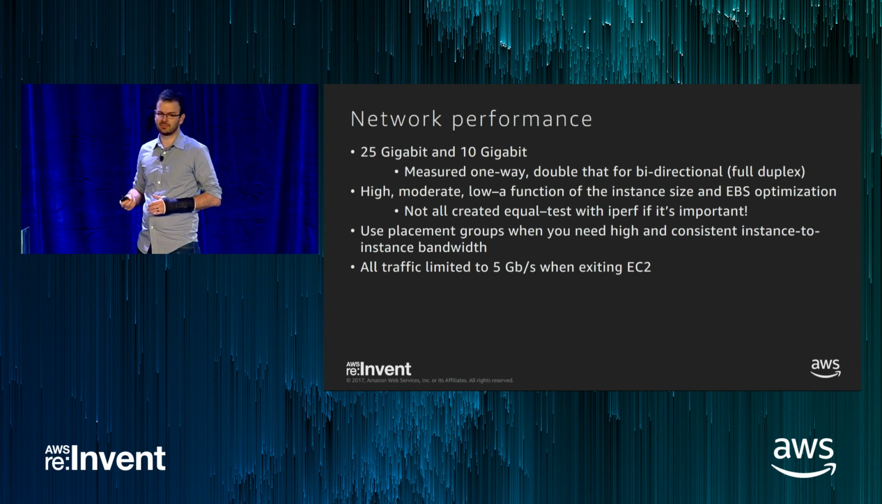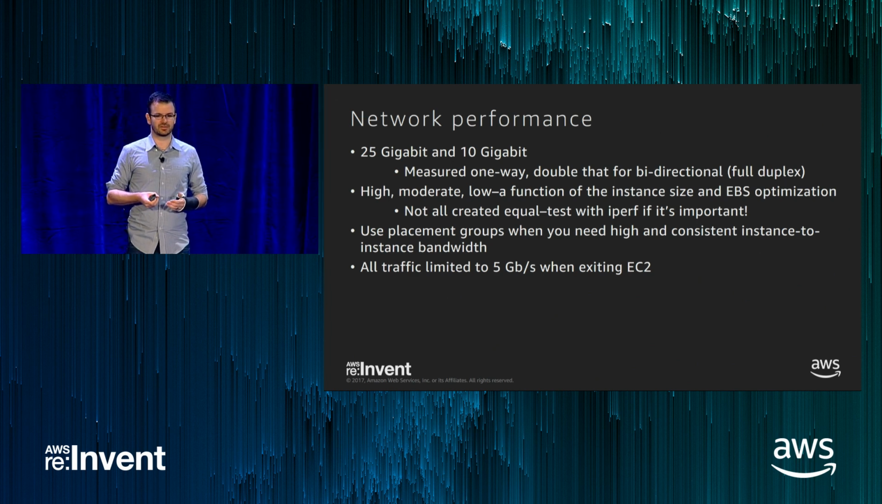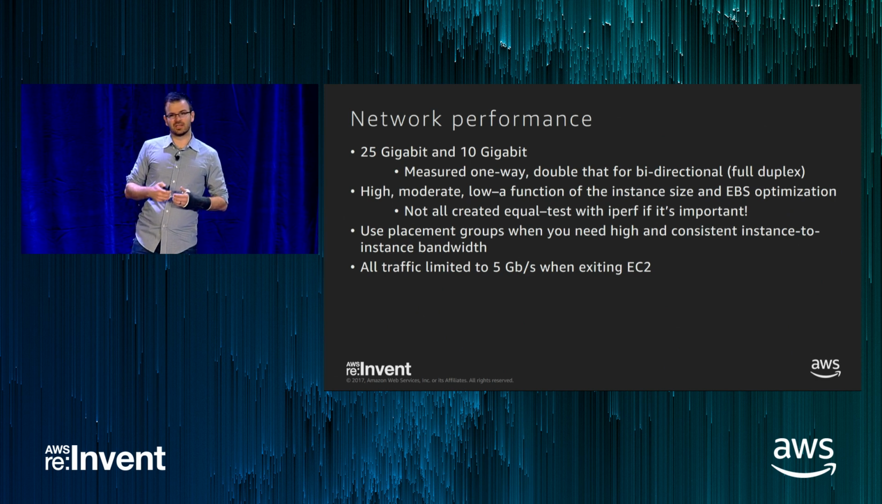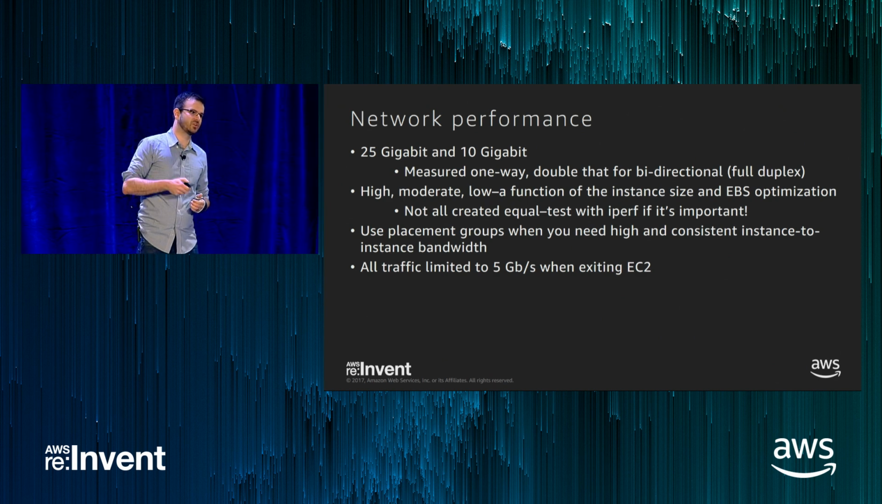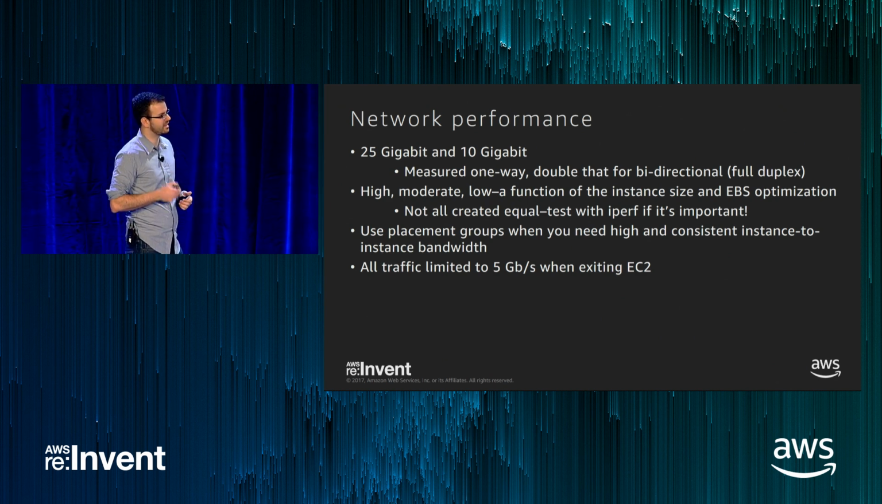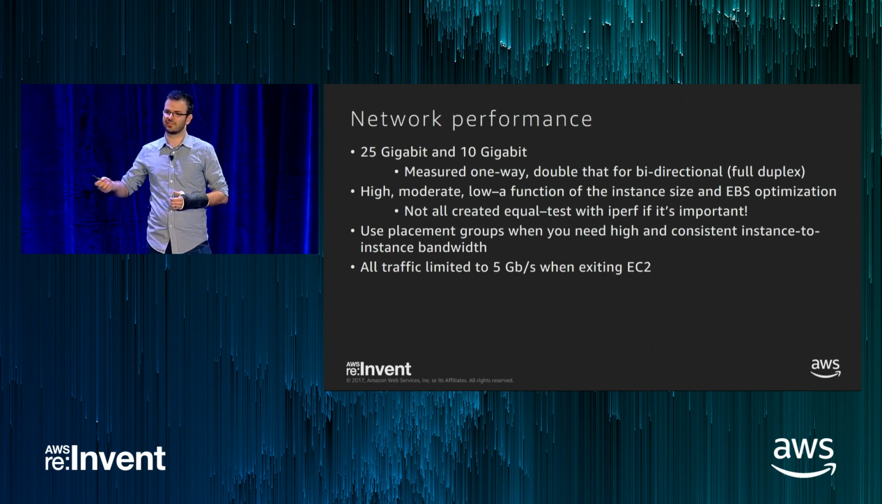And while we're talking about network performance, I want to cover what network performance actually means on AWS. When we show that an instance has 10 gigabits or 25 gigabits of network throughput, that's actually measured just one way. These instances have bisectional bandwidth, which means that you can do that 10 gigabits or 25 gigabits both in and out at the same time.